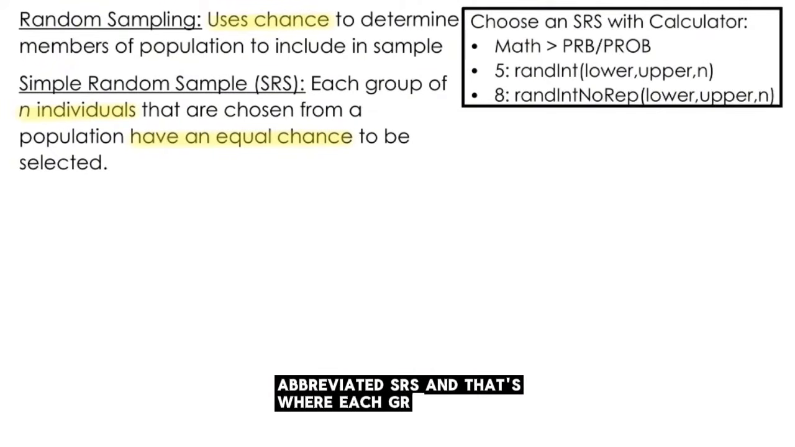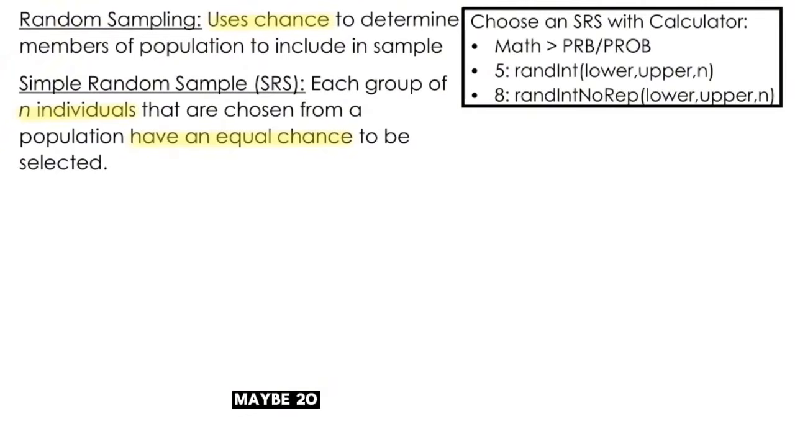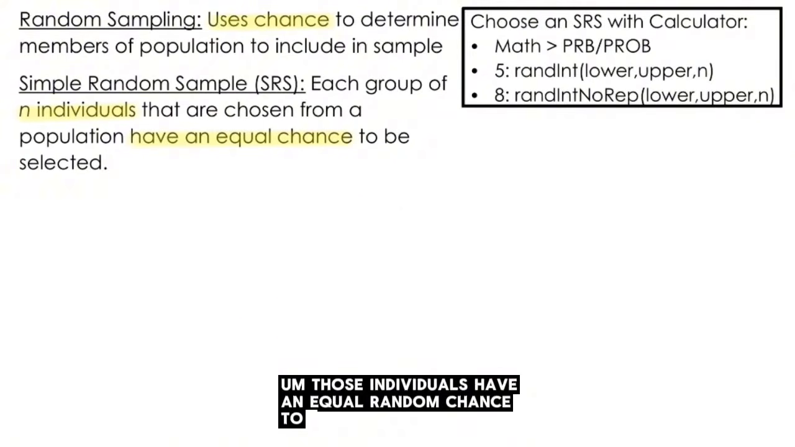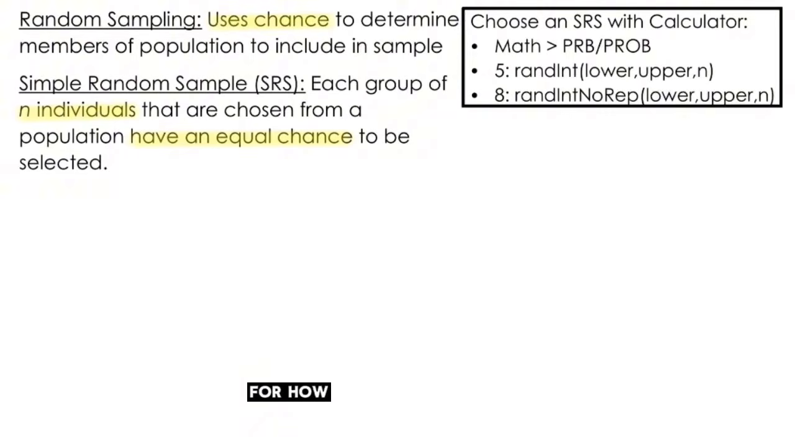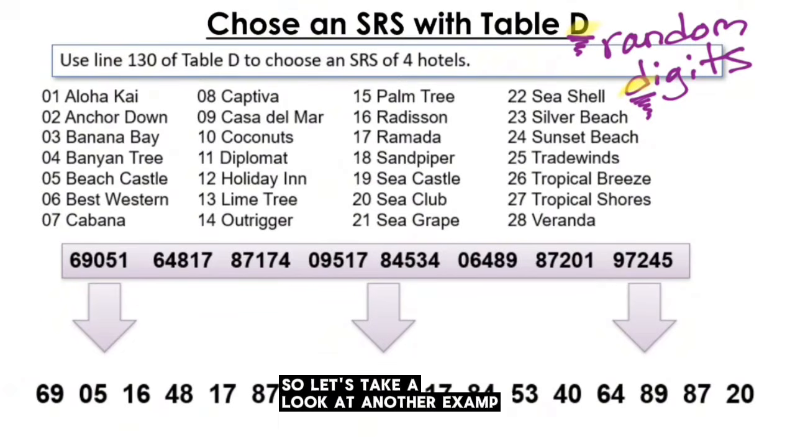And that's where each group of N individuals, maybe 20 individuals, 100 individuals, whatever it's supposed to be, are chosen from the population. Those individuals have an equal random chance to be selected. And there are, again, some ways that we will now look at for how you will take your simple random sample. So let's take a look at another example right here.